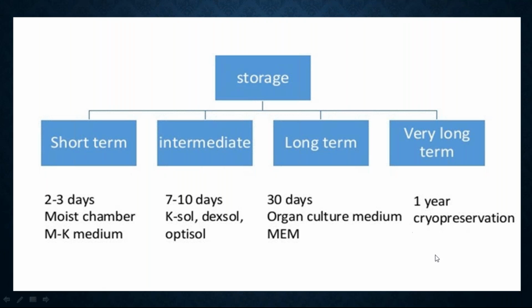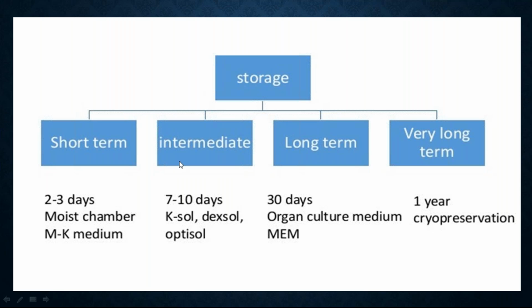That is by cryopreservation. The most important problem with cryopreservation is intracellular ice crystal formation, because the freezing is at minus 80 degrees centigrade. There will be formation of intracellular ice crystals. That itself will damage the cornea. This is the main disadvantage with very long-term preservation, intracellular ice crystal formation. These are the short-term storage, intermediate storage, long-term storage, and very long-term storage.